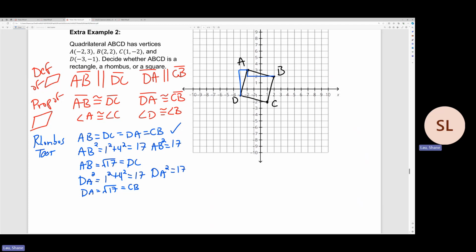Very good, very good. But you cannot keep going, because we still have a couple options on the board. Just because we show that each side is congruent doesn't mean all the answer choices are eliminated. The only one that we can eliminate is going to be a rectangle. And that's because we did our rhombus test. But we can still possibly have a square.